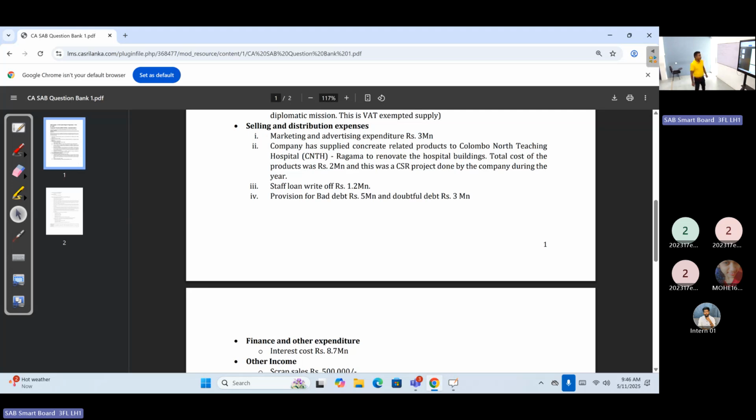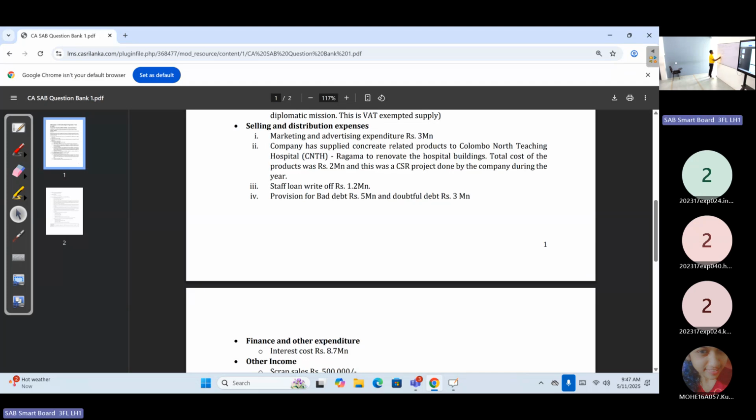Provision for bad debts 5 million. Doubtful debt 3 million. Provisions are not allowed. Altogether how much? 8 million.